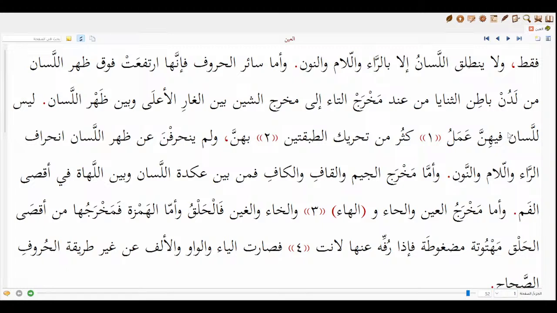وأما سائر الحروف, as for the rest of the letters, فإنها ارتفعت فوق ظهر اللسان, then they are raised above the top of the tongue, from the insides of the front two teeth, from the place where the ta is pronounced towards the place where the sheen is pronounced, between the higher enclave and the back or the top of the tongue.